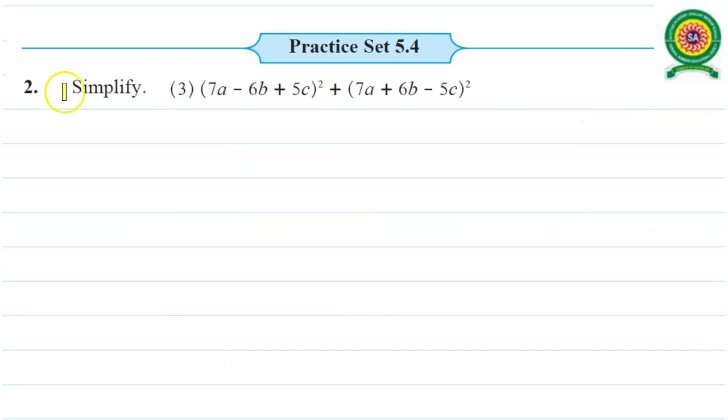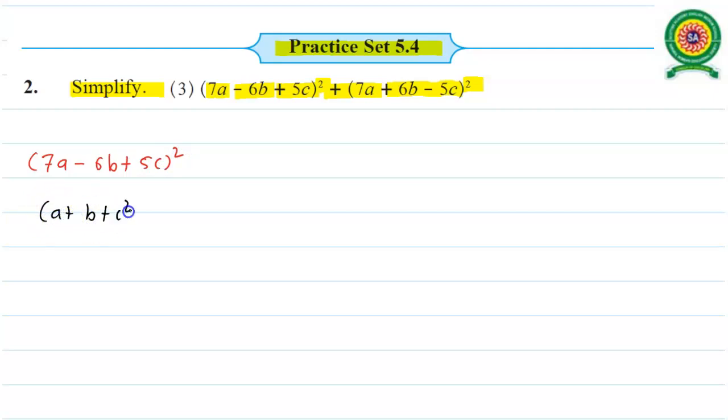Now look ahead, next and last question from question number 2, practice set 5.4. Simplify (7a − 6b + 5c) the whole square plus (7a + 6b − 5c) the whole square. Let us first note down the bracket (7a − 6b + 5c) the whole square. Try to compare it with (a + b + c) the whole square. Now the a value becomes 7a, the b value is −6b, and the c value is 5c.